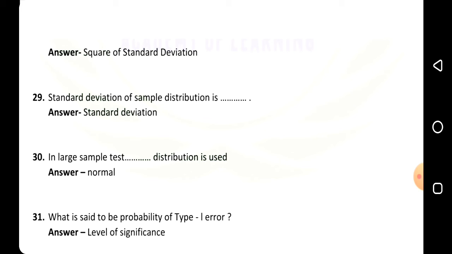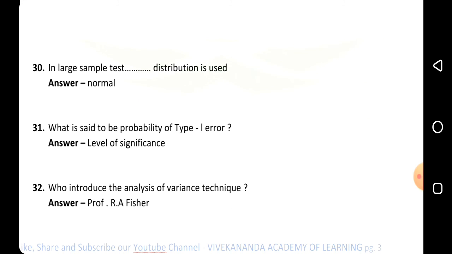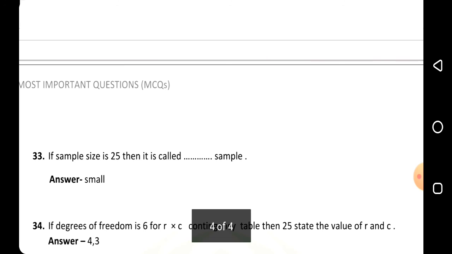31st question. What is said to be probability of type I error? Answer is level of significance. 32nd question. Who introduced the analysis of variance technique? Answer is Professor R.A. Fisher. 33rd question. If sample size is 25, then it is called dash sample. Answer is small.